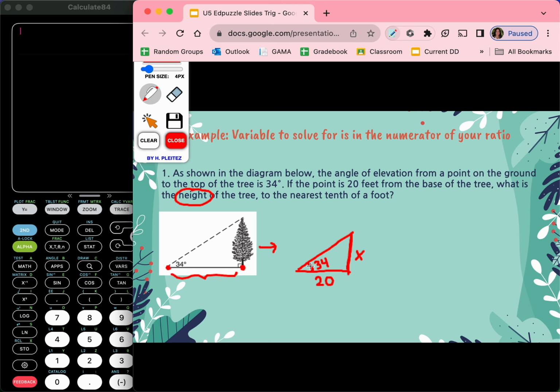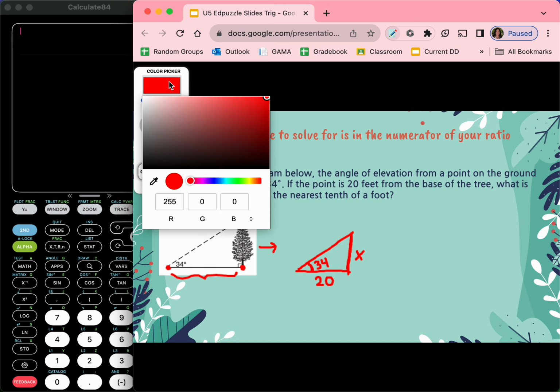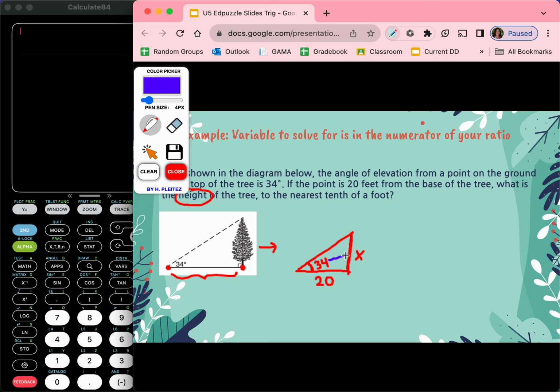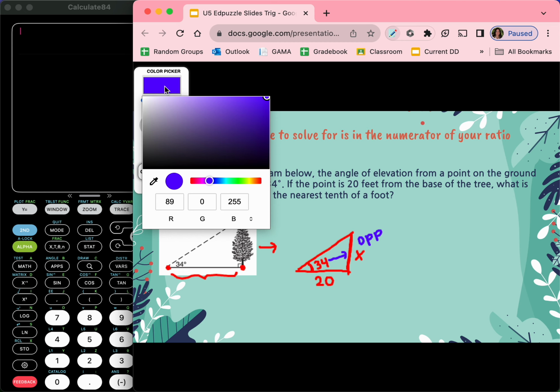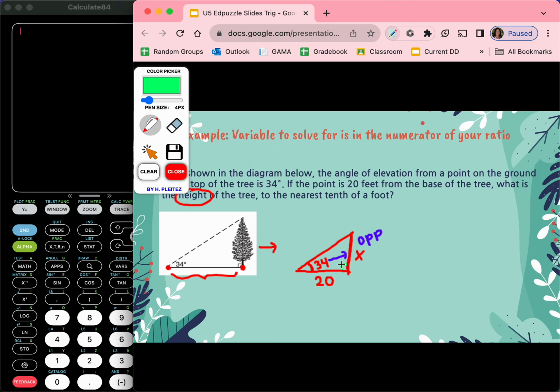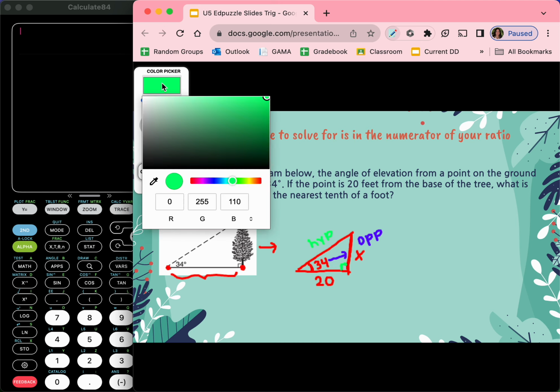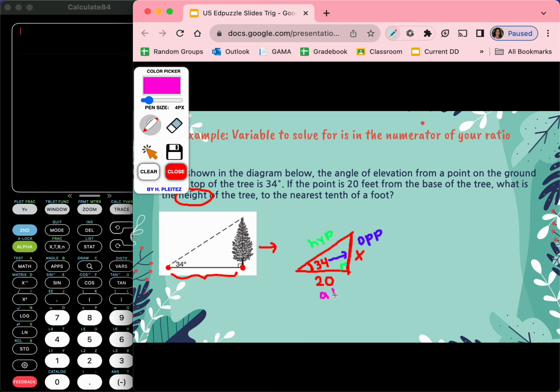Now, step number 4, from our reference angle, we want to label the opposite, adjacent, and hypotenuse sides. So opposite is straight across from our reference angle. So this is our opposite side, right? Our hypotenuse side we can do in green. If our right angle is here, our hypotenuse is going to be here, which also then means that our adjacent side is this side right here.